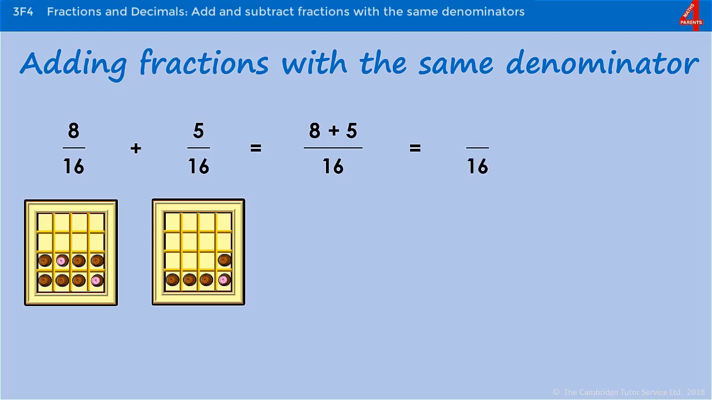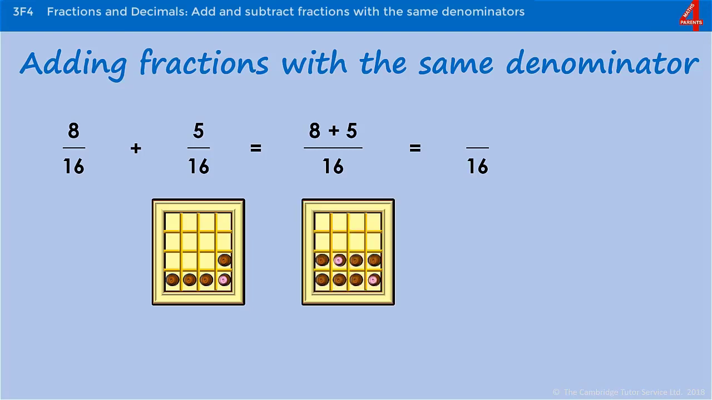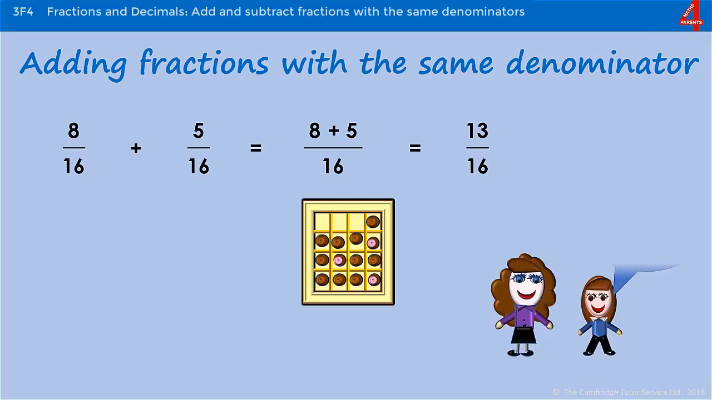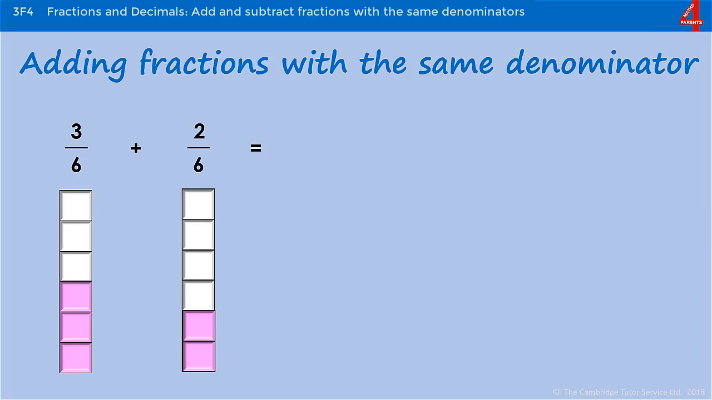If we take that first box of 8, put that beneath the total, and then we add on the other 5, out of that box that holds 16, we have 13 chocolates. 13/16. Pause the video, see how you get on with this one. 3/6 add 2/6.